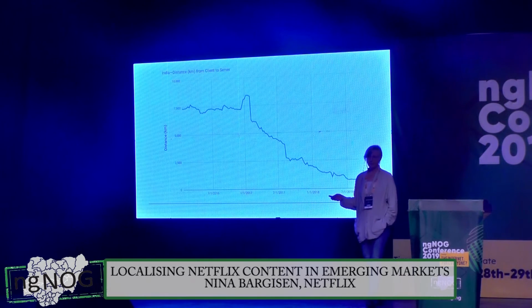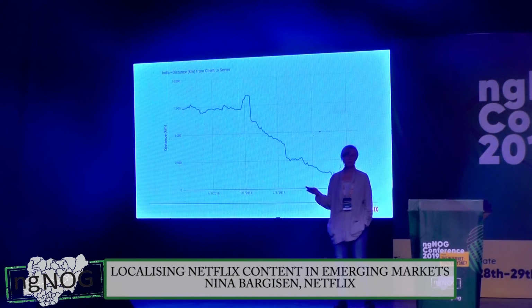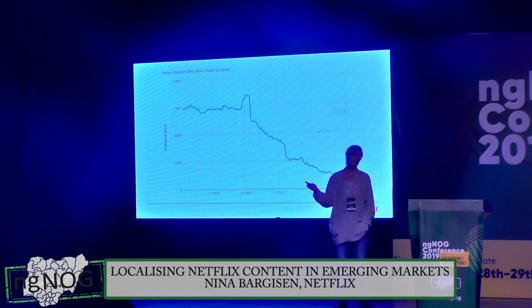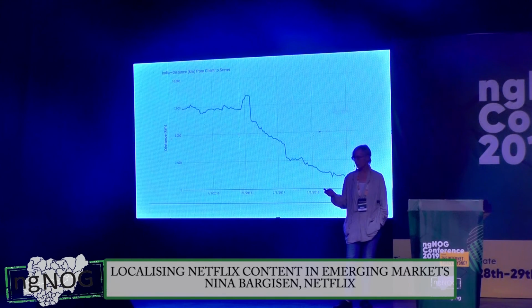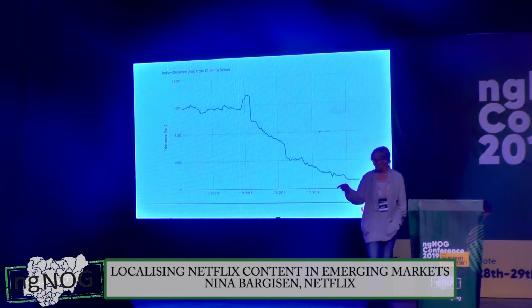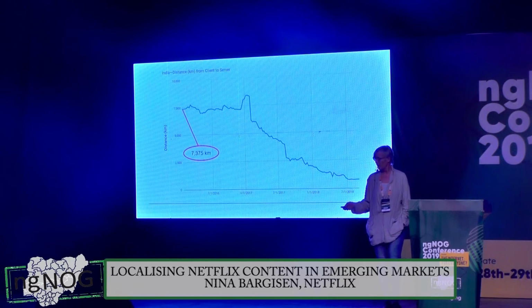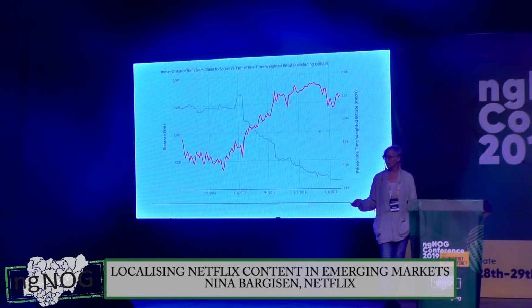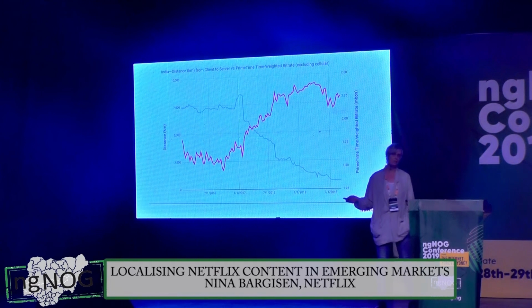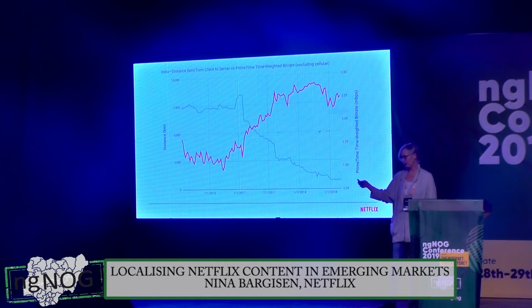This is a study from India. In the beginning, when we were active in India, the average distance from clients in India to the Netflix CDN was around 7,500 kilometers. But over time, as we started deploying servers into India, the distance dropped down to 700 kilometers. And what we can see happening is at the same time, the average bit rates of the streams that people were watching in India went up as the distance went down.